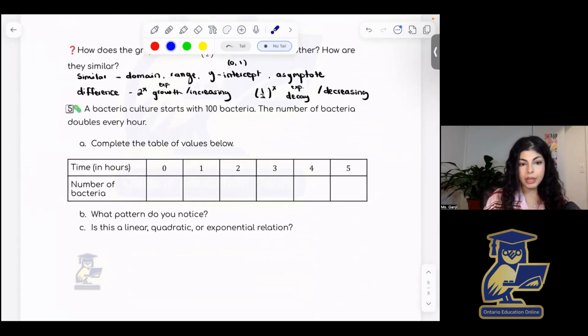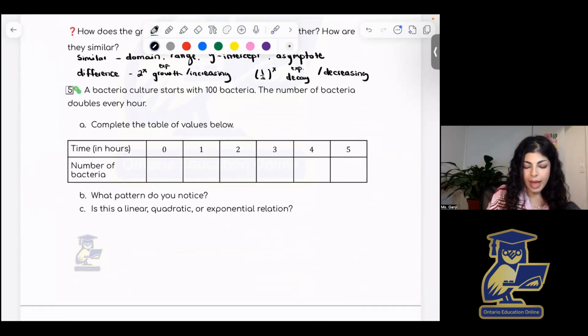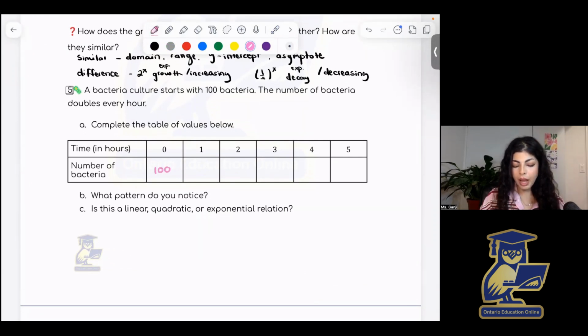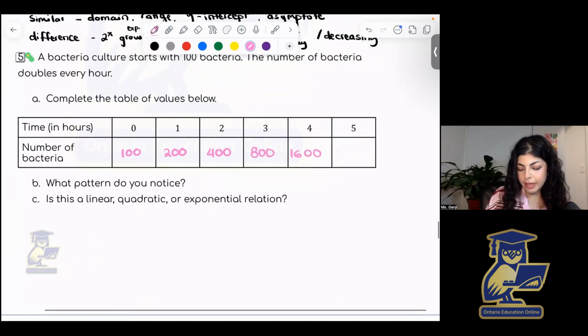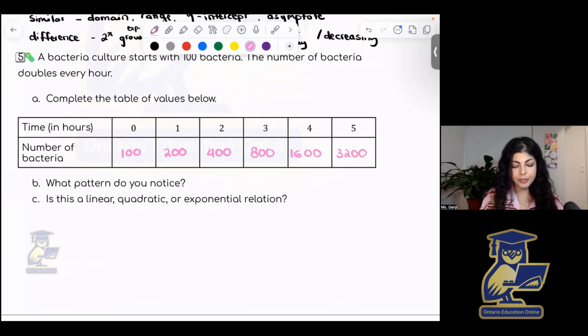Now, just to see an application as well, because you might be wondering, okay, what do I use exponential functions for? So consider a bacteria culture that starts with 100 bacteria and the number of bacteria doubles every hour. So at time 0, we have 100 bacteria. And so this number is doubling every hour. So after 1 hour, we have 200. After another hour, we have 400. Then we have 800. Then we have 1600. And finally, 3200. So what pattern do you notice?